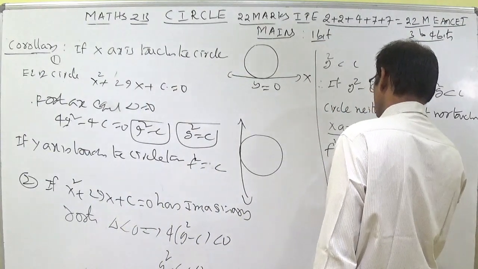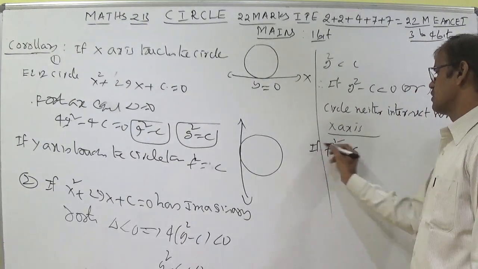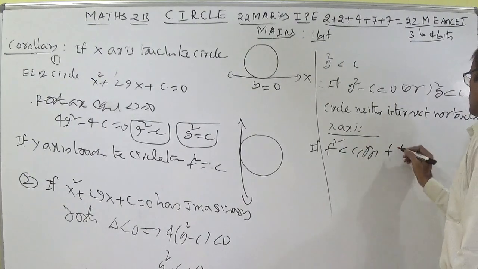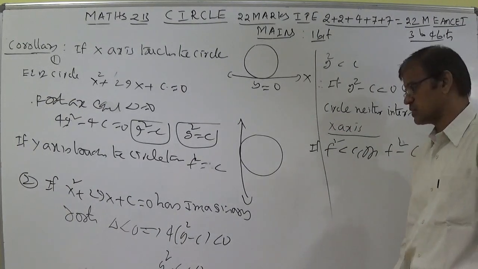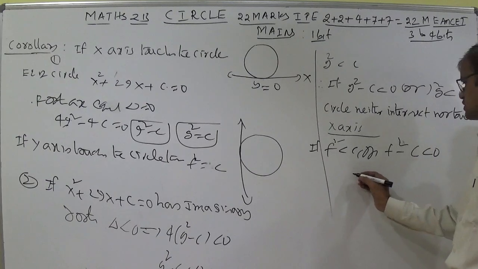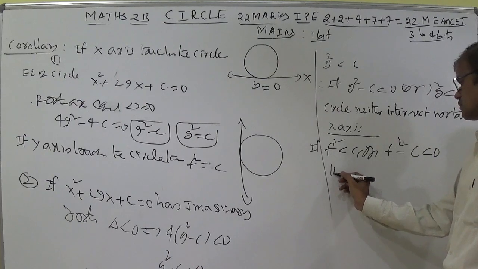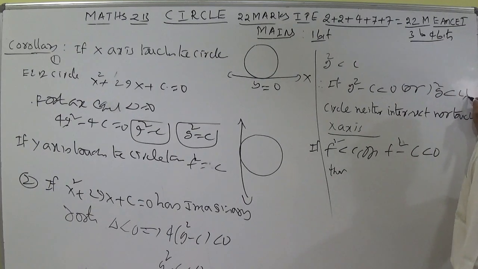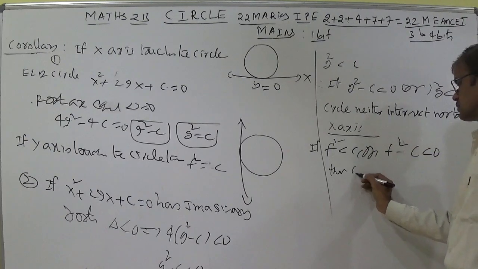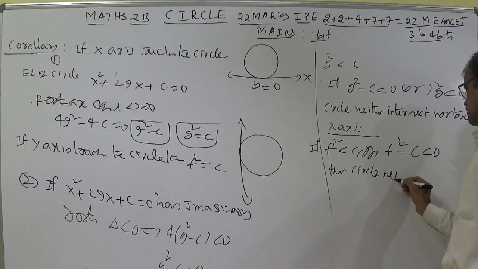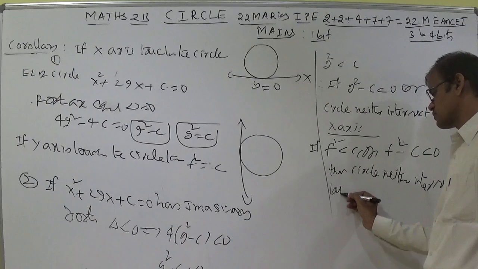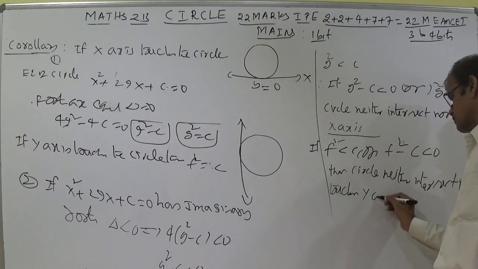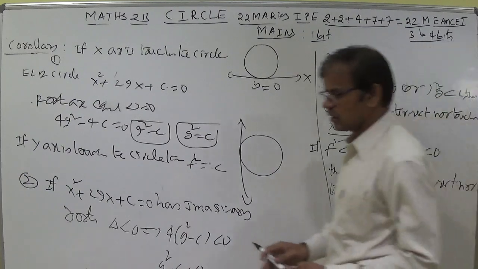Next, the second point: you write f square less than c. If f square less than c, or f square minus c less than 0, that is delta less than 0 of the quadratic equation y square plus 2fy plus c, then the circle neither intersects nor touches the y-axis. These are the main points.